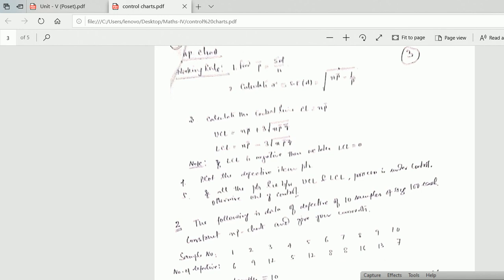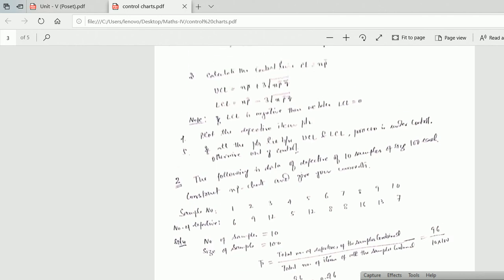CL is equal to NP bar. UCL is equal to NP bar plus 3 under root NP bar Q bar, and lower control limit is equal to NP bar minus 3 under root NP bar Q bar. Note, if LCL, that is lower control limit, is negative, then we take LCL as 0.